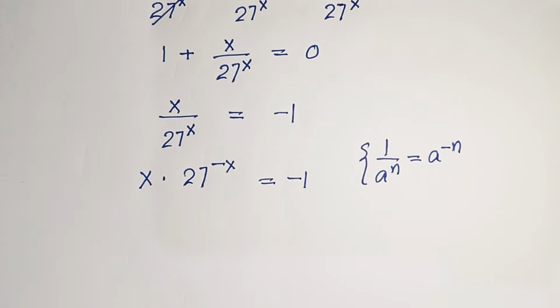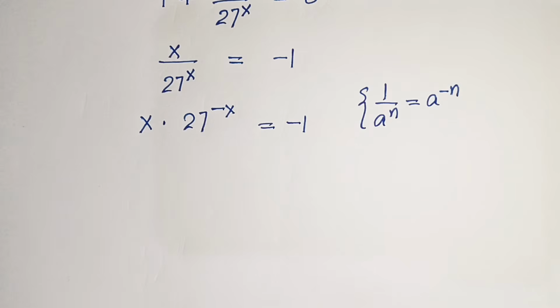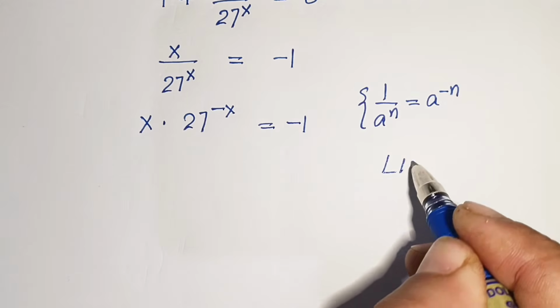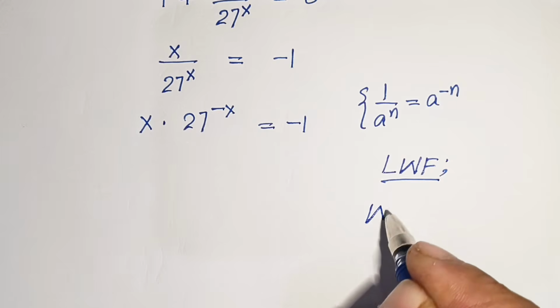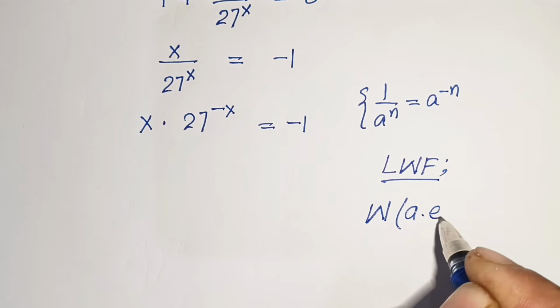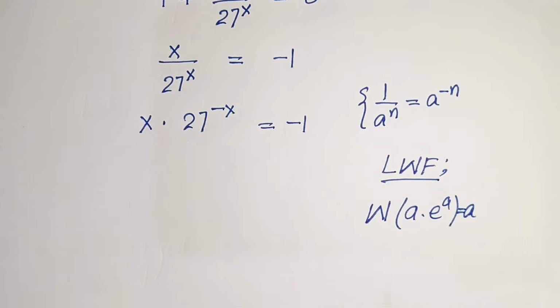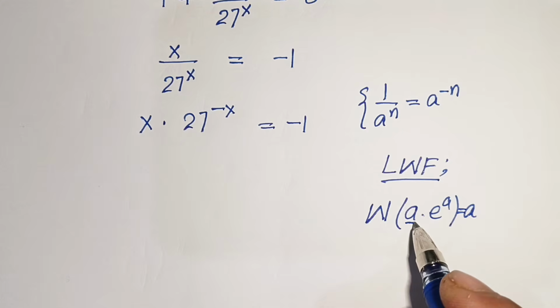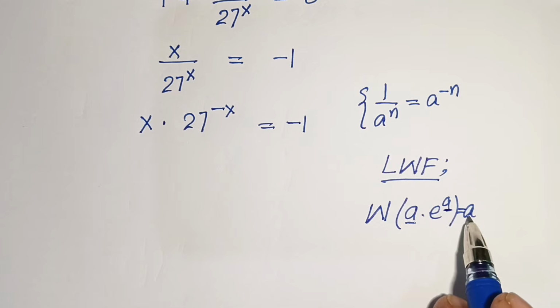Now as we have to find the value of x, for this purpose we are going to use the Lambert W function here. As we know, according to the Lambert W function, W of a times e to the power a is equal to a. So here we see that this expression and this expression are the same, so we get the same expression to our right hand side.